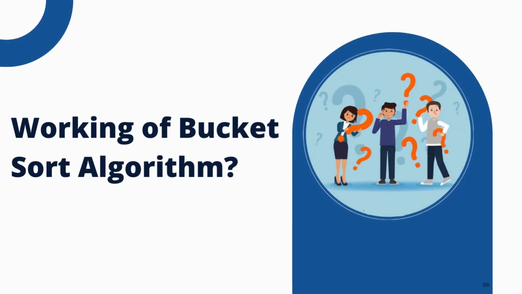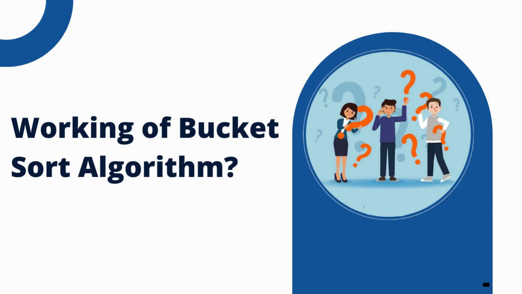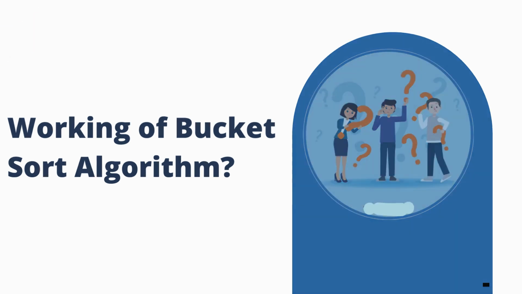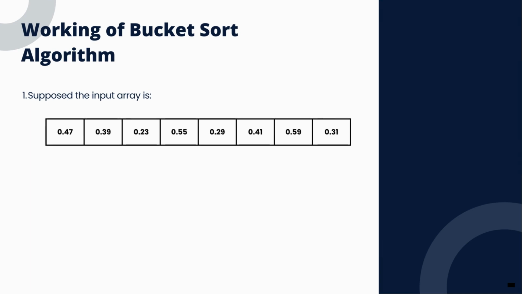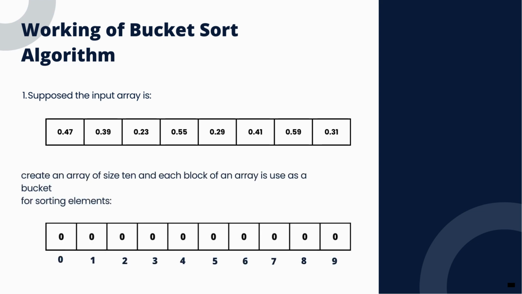Now, the next topic, that is working of a bucket sort algorithm in a detailed way. So now we know the briefing of a bucket sort algorithm. Now let's learn the working of bucket sort algorithm in depth. Suppose we have 0.47, 0.39, 0.23, 0.55, 0.29, 0.41, 0.59, and finally 0.31. Then we will create an array of size 10 and store 0 in each block. And each block of an array is used as a bucket for sorting the elements.